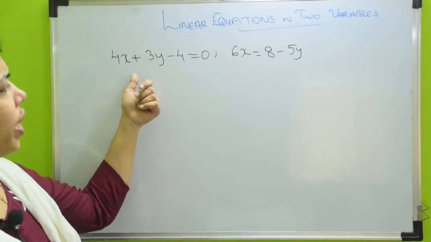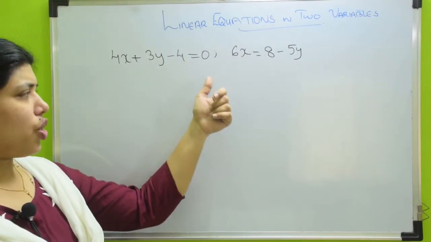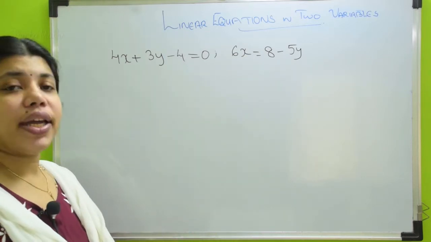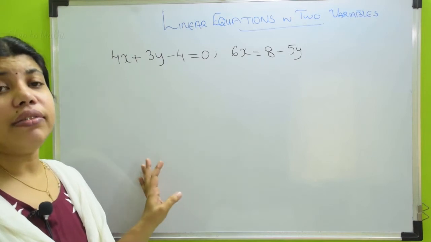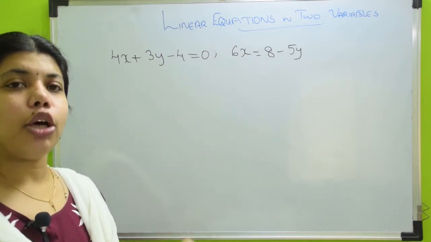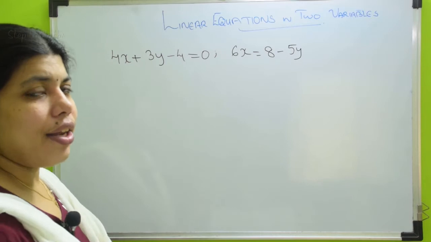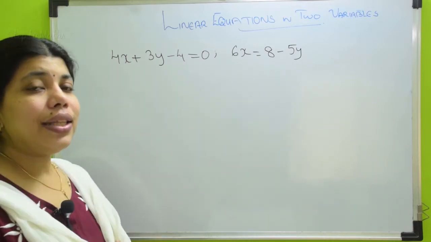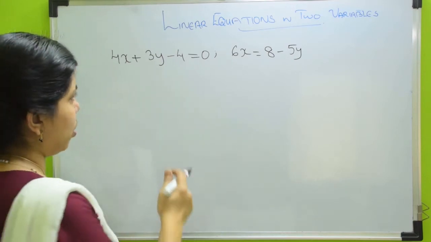Question: 4x plus 3y minus 4 is equal to 0, 6x is equal to 8 minus 5y. Solve these equations using Cramer's rule. For that, first we have to rewrite the given equations in the general form of a linear equation.